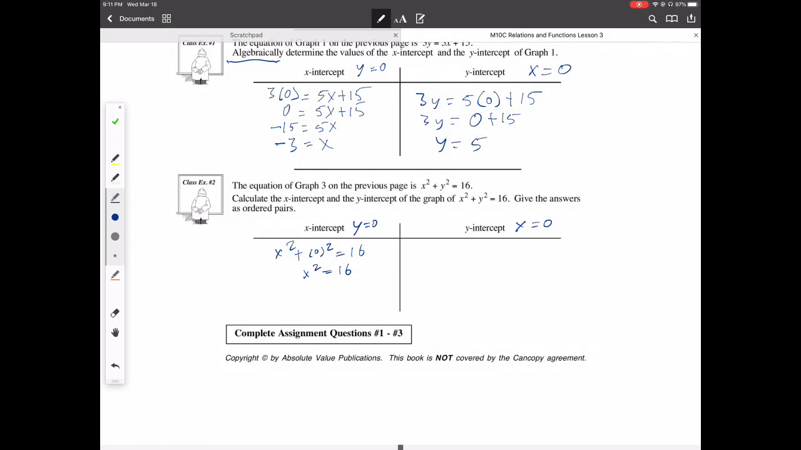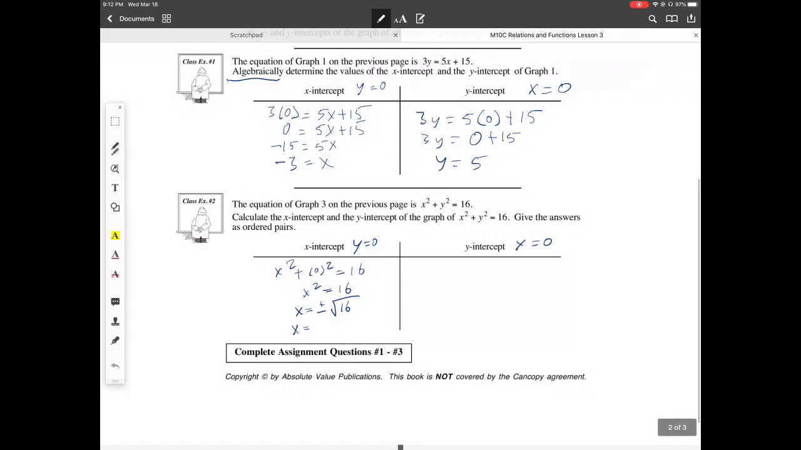Now I know that if I have a number squared and it equals 16, there's two possibilities. It could be 4 times 4 or negative 4 times negative 4, which means that x is going to equal the positive or negative square root of 16, because it could be the positive times the positive or the negative times the negative. So x is either going to equal positive 4 or negative 4, which is what we found on the last case.